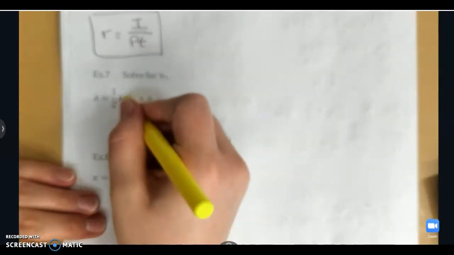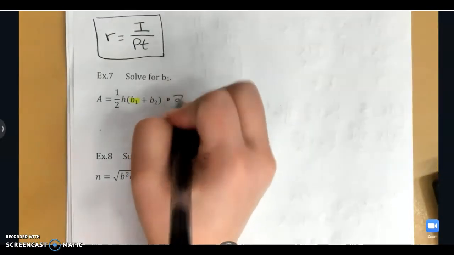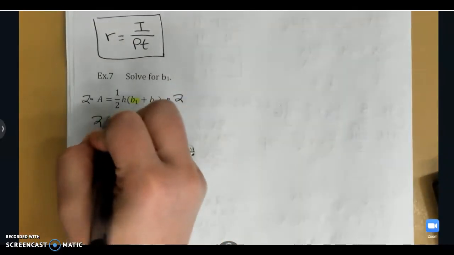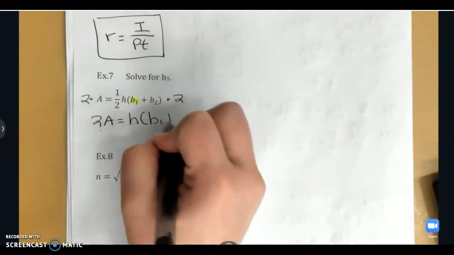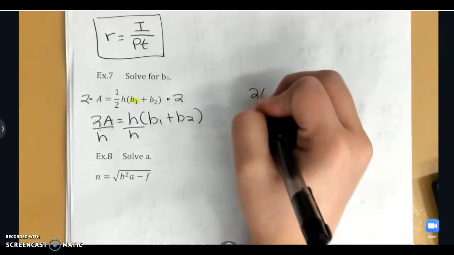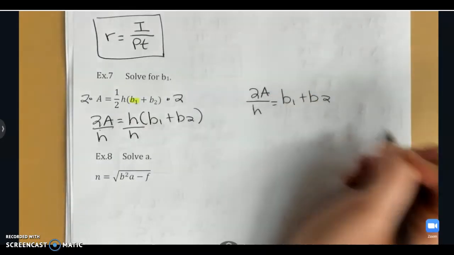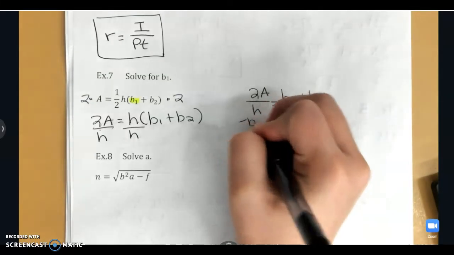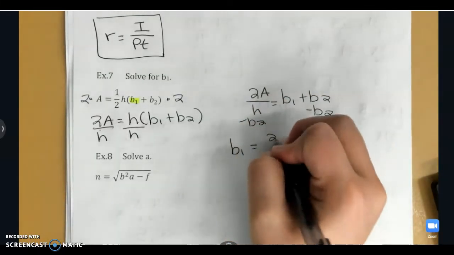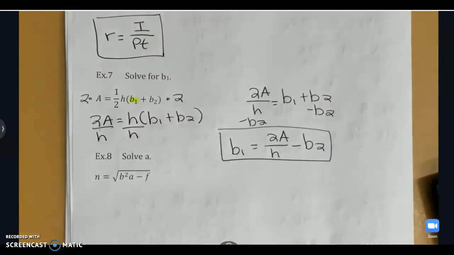On example 7, I want to get b1 by itself. So this term right there. So first, I want to get rid of that 1/2, and I can do that by multiplying by 2 on both sides. So 2a is equal to h times b1 plus b2. So next, I need to get rid of that h. So 2a over h is equal to b1 plus b2. And again, I want to get b1 by itself, so that last step is going to be to subtract. And so my final answer is that 2a divided by h minus b2 is equal to b1.